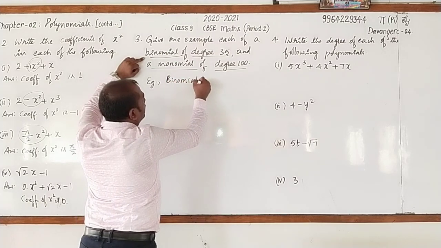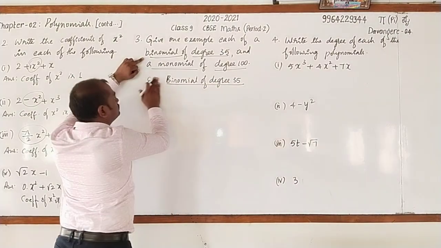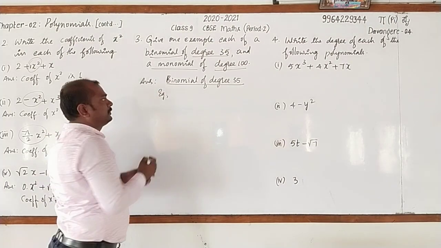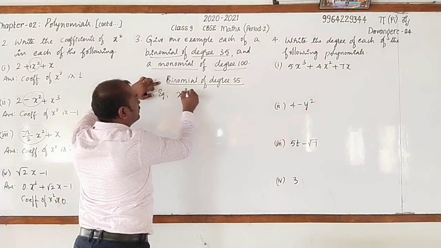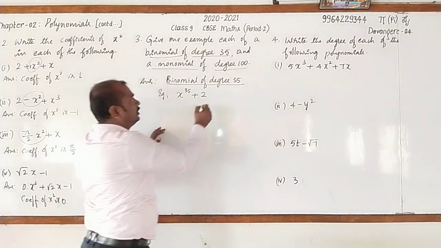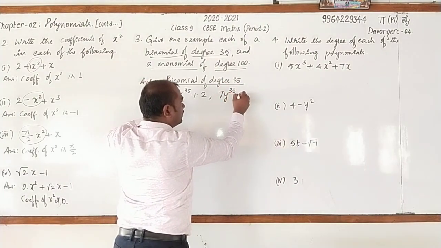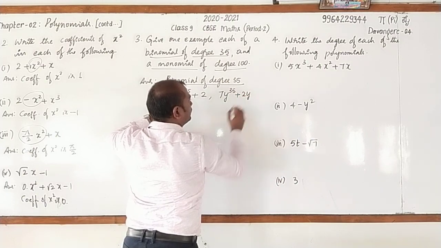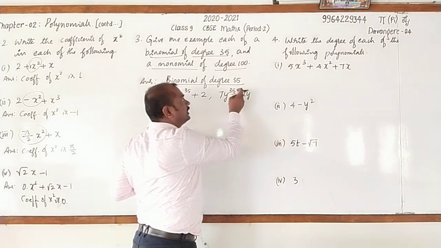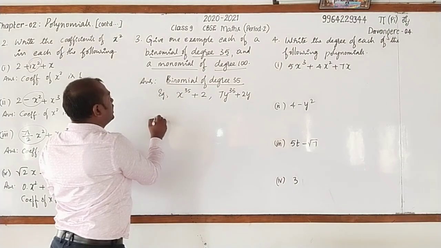Binomial of degree 35. You can give plenty of examples. Degree 35, x raised to the power 35 plus 2. How many terms are there? There are 2 terms. You may go for taking some more examples. 7 y raised to the power 35 plus 2y. How many terms are there? 2 terms are there. Highest power is 35. That is the degree 35. Like this, you can give plenty of examples. I'll go for the next one.